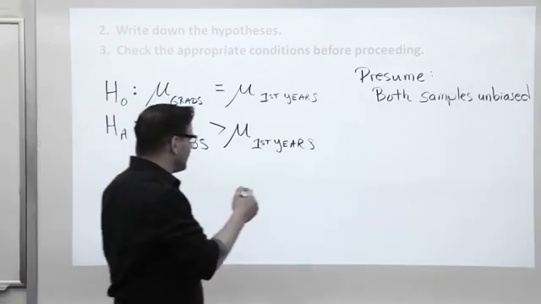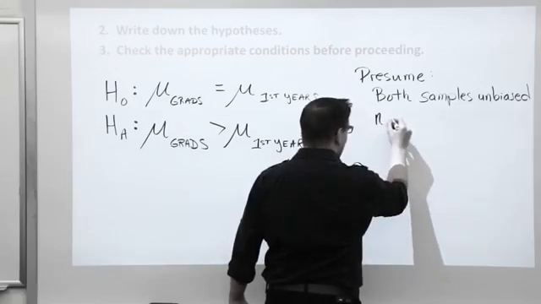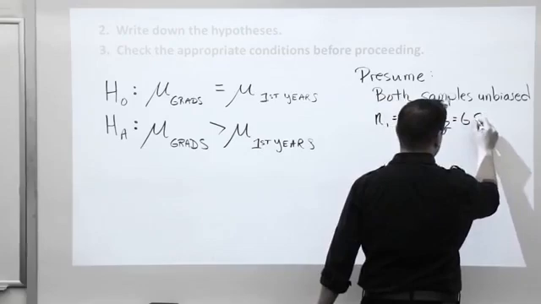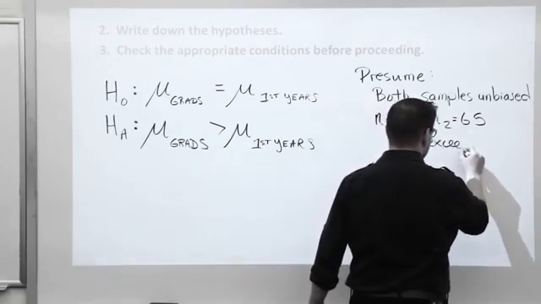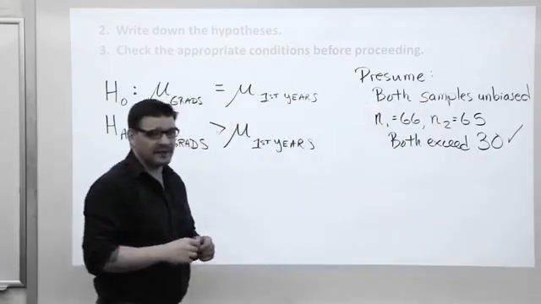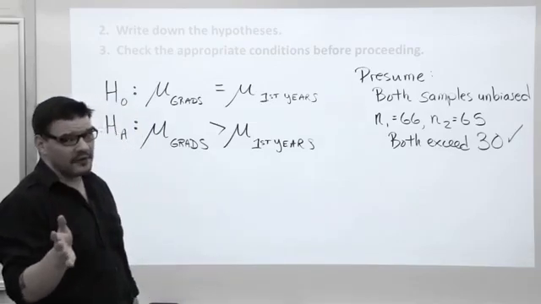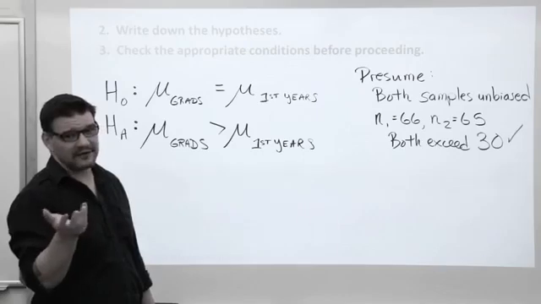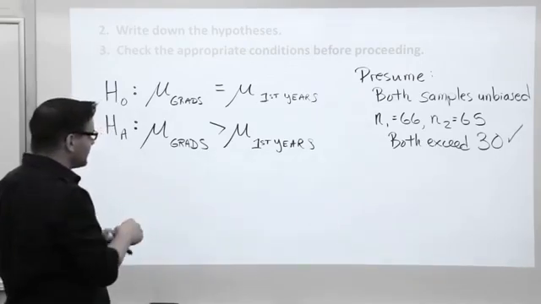Okay. What else do we need to presume? Let's think about this. N1 was 66, N2 was 65. Both exceed 30. So we're working with the quantitative variable. Both exceed 30. We're covered there. It's helpful to graph. Now we don't have the data here, but I would always be graphing the data just to see what it looks like anyhow before I run that test.